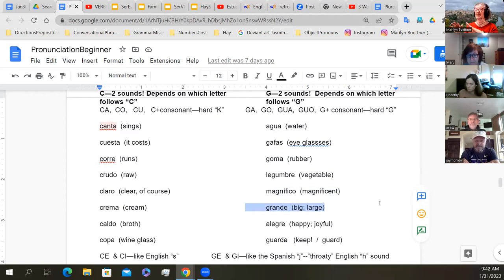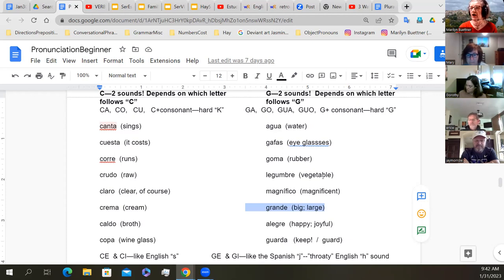Okay, and notice that at the end there are no silent E's, so we pronounce it grande. The word for big or large, es importante. That's an important word, grande, when you're describing things or you need to tell somebody that you need something of a bigger size. The word grande is super helpful. So there are our hard C, our hard G.